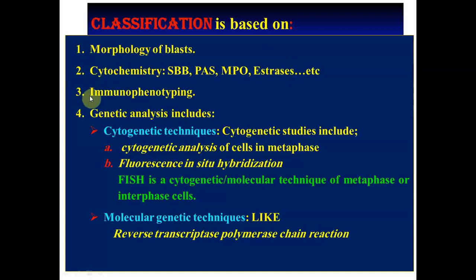What else do I depend on in the classification? I depend on immune phenotyping and also on genetic analysis, including cytogenetic techniques such as FISH or cytogenetic analysis of cells in metaphase. FISH can be both a cytogenetic and a molecular technique at the same time. It is very useful because it can diagnose cells in metaphase or interphase. So it is very important and useful in reaching the diagnosis of acute leukemia. Molecular genetic techniques include reverse transcriptase polymerase chain reaction, RT-PCR.